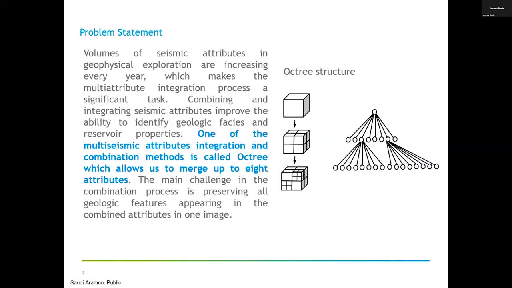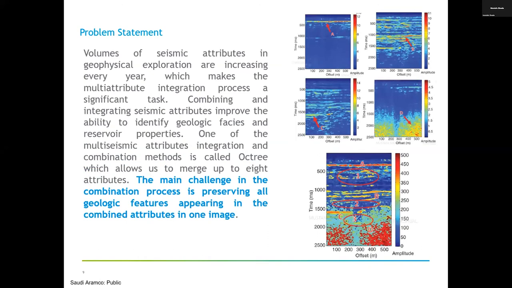One of the multi-seismic attributes integration and combination methods is called octree, which allows us to merge up to eight attributes. The main challenge in the combination process is preserving all the geologic features appearing in the combined attributes in one image.